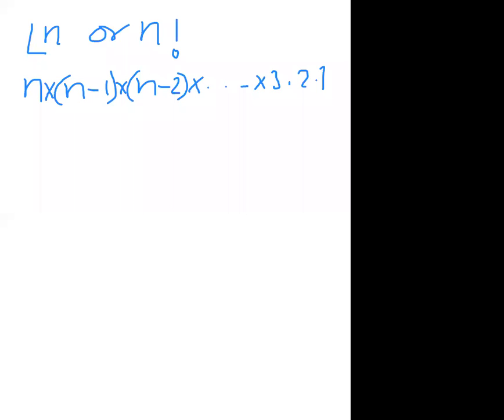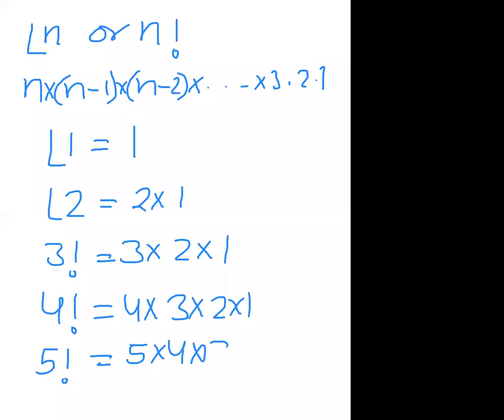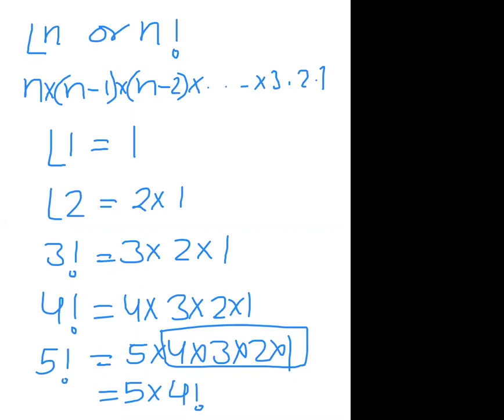Likewise, some of the things which we should know: 1 factorial is equal to 1, 2 factorial is equal to 2 into 1, 3 factorial is equal to 3 into 2 into 1, 4 factorial is equal to 4 into 3 into 2 into 1. 5 factorial can be written as 5 into 4 into 3 into 2 into 1, but this could also be written as 5 into 4 factorial, since the whole remaining part is 4 factorial.